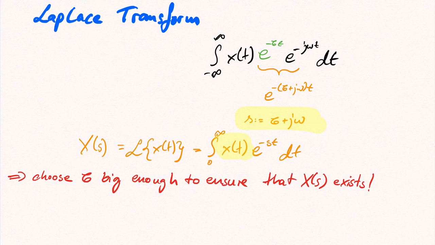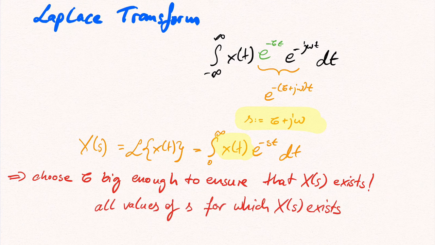So for some values of s, the Laplace transform X of s will exist, and for some values of s, X of s might not exist. The values of s for which X of s exists are collected in the region of convergence, which is often abbreviated as ROC. Consider, for example, the signal x of t, which is a causal exponential decay.